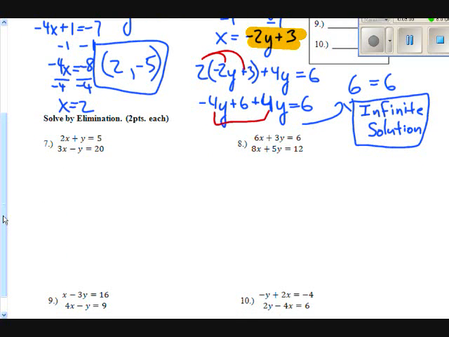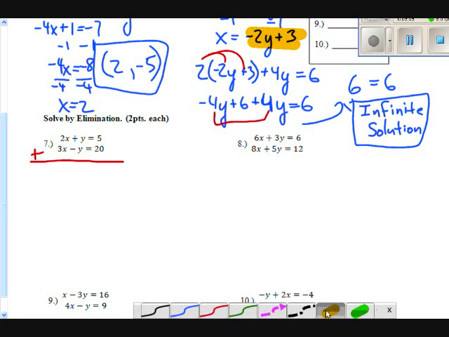Solve by elimination. If we look at this one, this is the poster boy for elimination right here. Okay? If we look in front of these guys right here, I see that I've got a positive y and a negative y. So I know when I add those together, they're going to cancel out. So that's what I'm going to do. I'm going to add these two equations together.